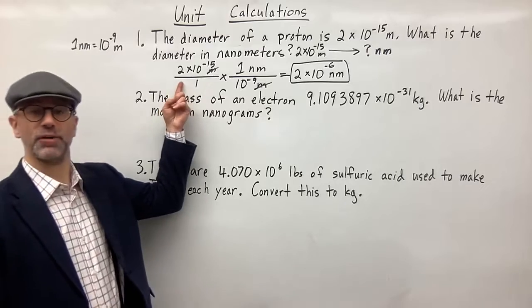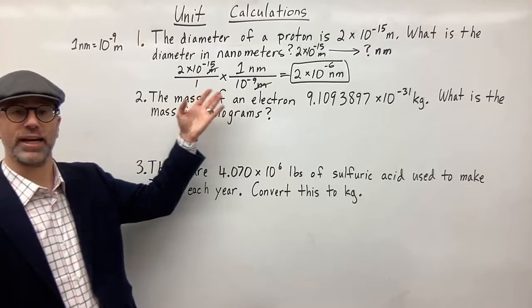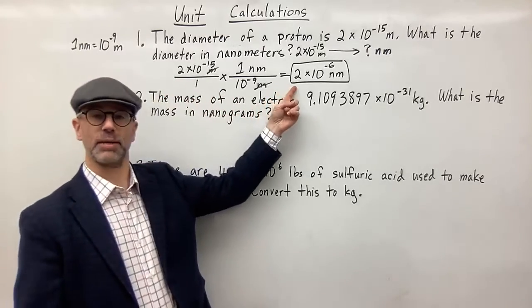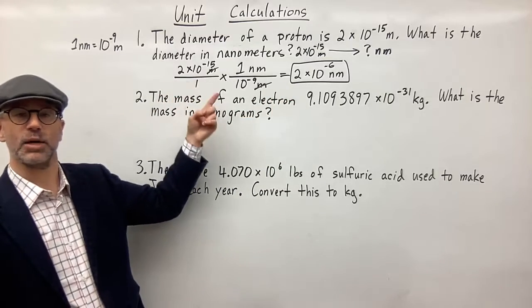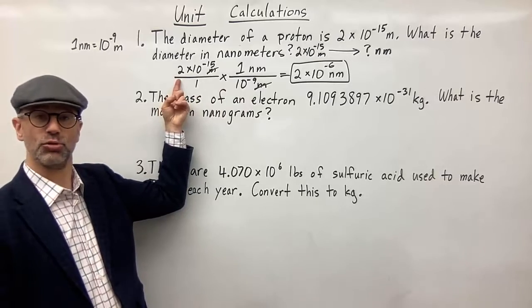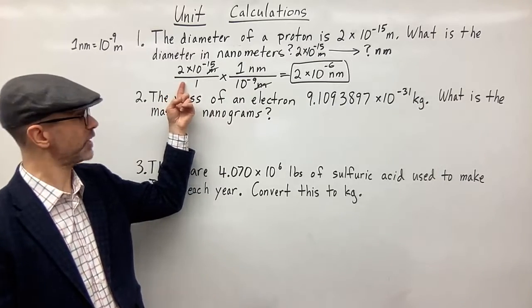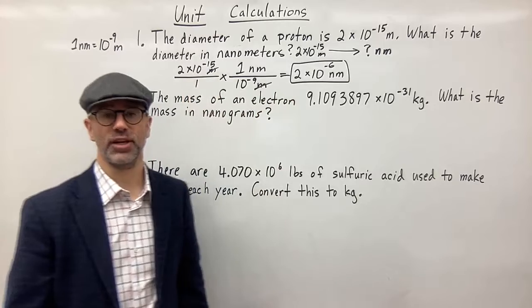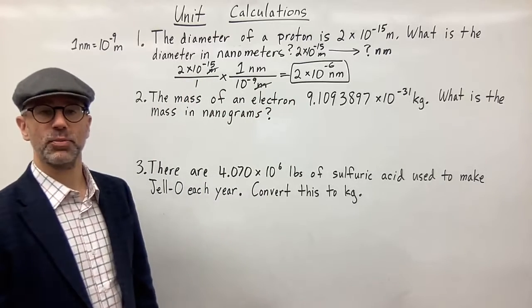Now for sig figs, when you're multiplying and dividing, the rule is that your answer should have the same number of sig figs as the least number. This is exact, so we can ignore that. So we have a 2 here, that's one sig fig, and then we have one sig fig there. Okay, let's move to the next one.